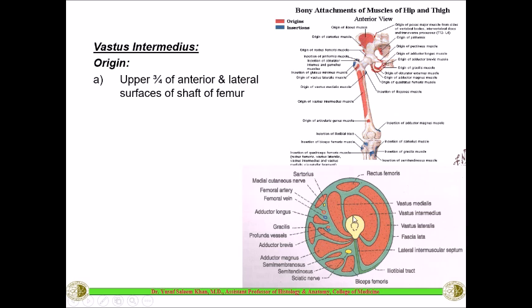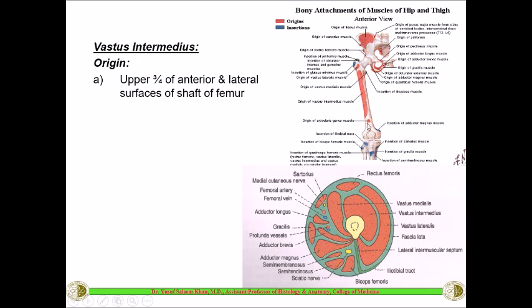If you see this picture of the cross section of the thigh, you can appreciate this is the femur. So you can see here, this is the vastus intermedius. It has a big origin from the anterior surface as well as the lateral surface. Okay, so that's what it has been said here. So this is the anterior surface and this is the lateral surface. So this vastus intermedius takes origin from the upper 3/4 of the anterior and lateral surface of the shaft of the femur.